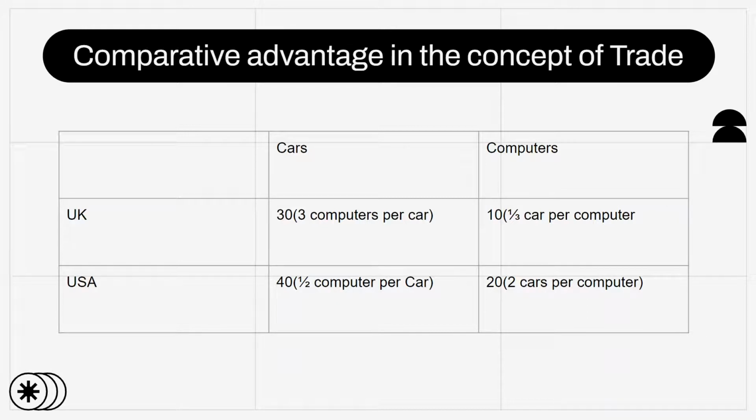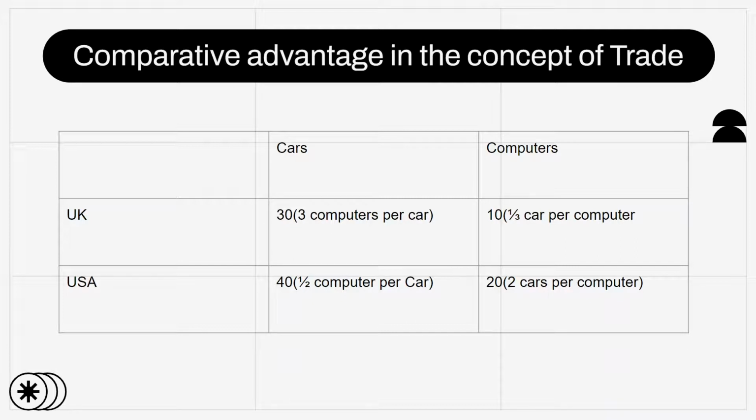Hence, I'd like to say, if these two continue to trade, the United States would specialize in cars, whereas the United Kingdom would specialize in computers. This will make it so that when both of these countries trade, they'll be able to expand their limits from the production possibility curve, because they've been able to specialize in one good and make the good that they're the best at making.